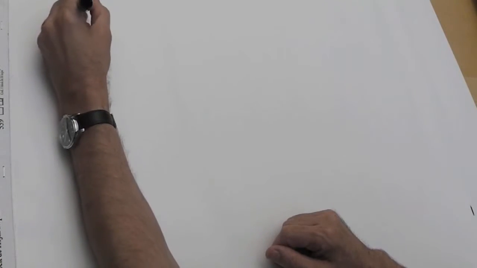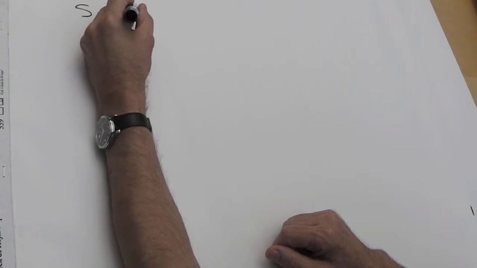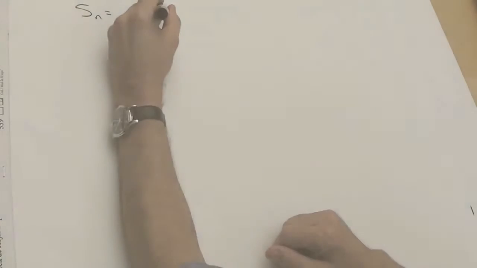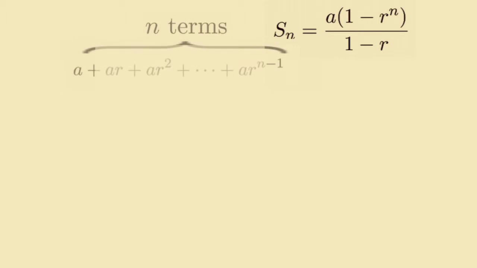So to remind you, the formula we had was that the sum of the geometric series with n terms was a times 1 minus r to the n over 1 minus r. And again, that was for the series a plus a times r plus a times r squared, and we ended with a times r to the n minus 1, where we had n terms. So now let's take an actual series and see if we can write down the sum.